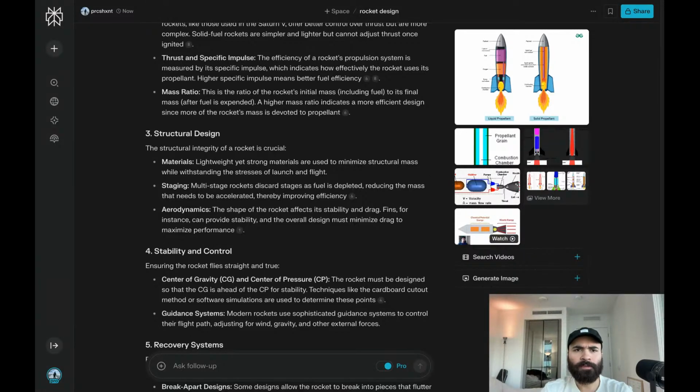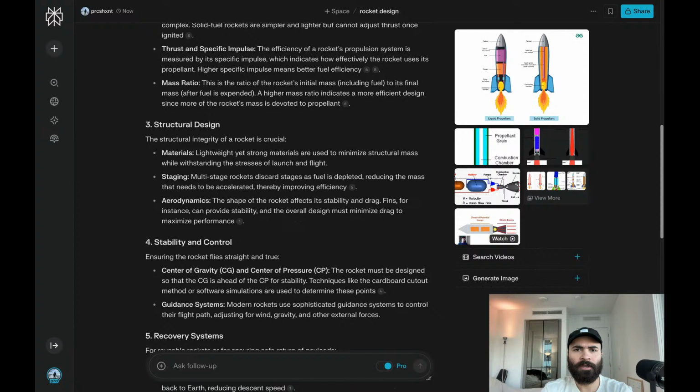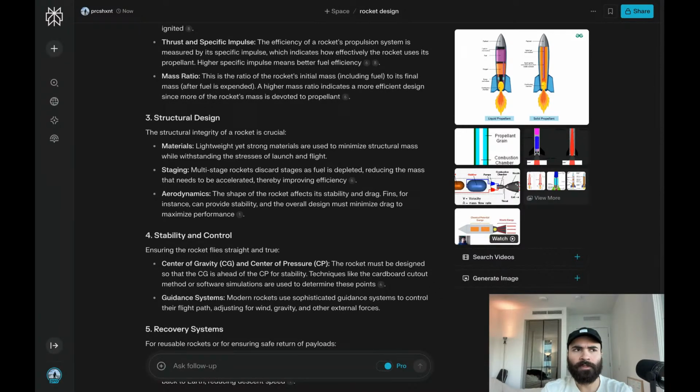The efficiency of a rocket's propulsion system is measured by its specific impulse, which indicates how effectively the rocket uses its propellant. Higher specific impulse means better fuel efficiency. Impulse basically means, hmm, it's interesting. It's similar to power. It's not about force, it's about force divided by time. You have to apply it really fast so that you actually get the acceleration. You can apply the same force slowly, or you can apply the same force really, really fast, and when you apply it really fast, that generates more power, which means more acceleration.